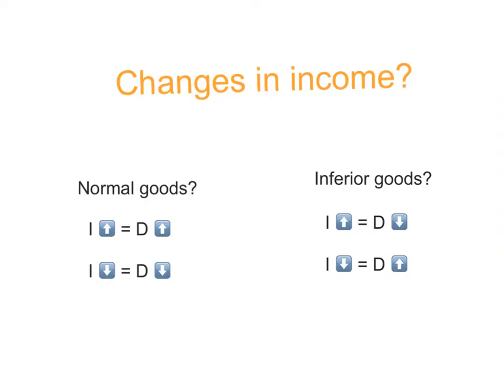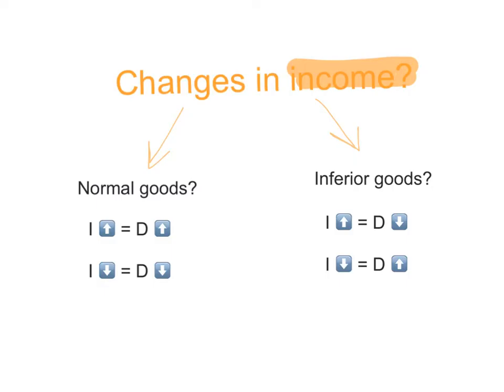So, the first of these non-price determinants of demand is income. Basically, when income changes, this causes a change in demand. The change itself will depend on whether we're talking about normal goods or inferior goods. If the good itself is a normal good, basically an increase in income will cause an increase in demand. And a decrease in income will cause a decrease in demand. So an increase in income will shift the demand curve to the right. A decrease in income will shift the demand curve to the left.